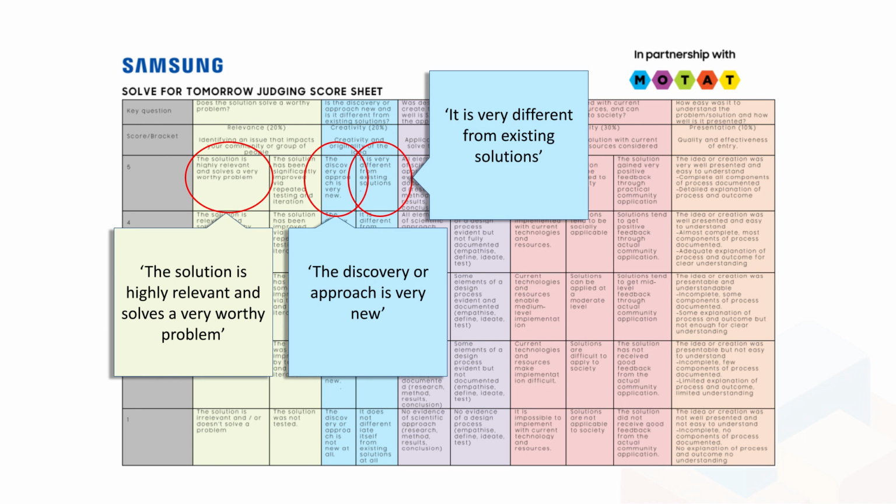In creativity, we're looking at your outcome and your process. Is it new? Is it inventive? Is it innovative? So both the outcome and the process could be new, innovative, and inventive. And we look for your research. We're wanting to see that you have gone and looked at existing solutions and you've identified how yours is going to be different from those existing solutions if they are out there already.